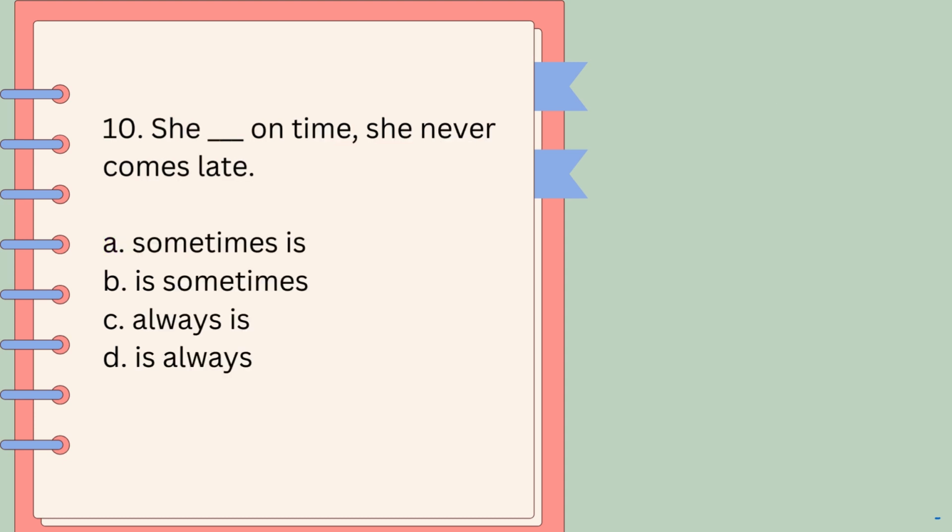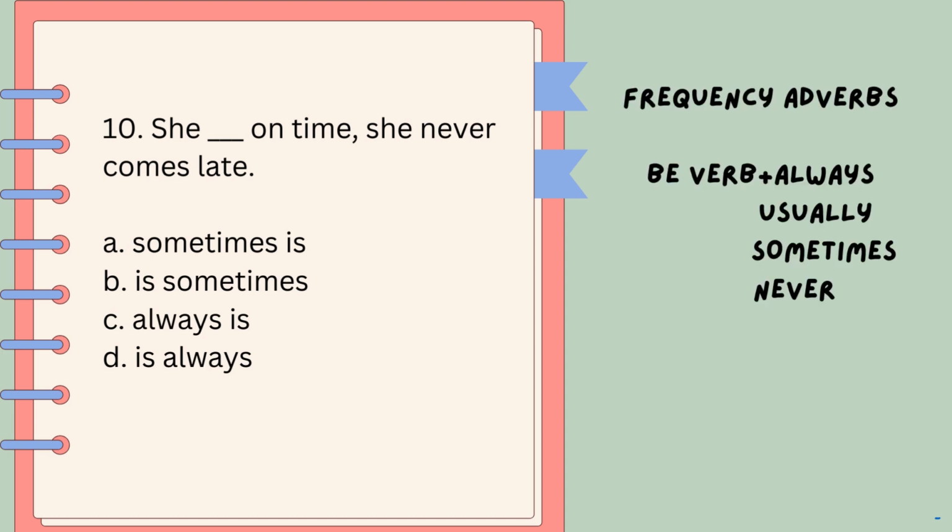She blank on time. She never comes late. This is a frequency adverb question. So what will we do? What are the frequency adverbs first? Always, usually, sometimes, never. Like the question is how often.